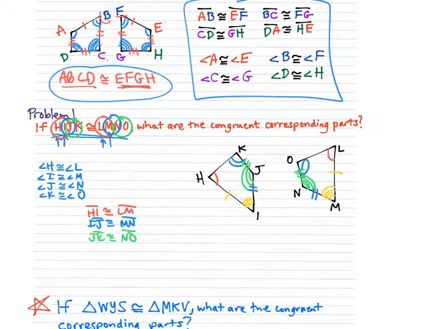And then the last one's a little bit harder. You just have to take the last letter and the first letter. So KH and OL. That's just the hardest one from these. Those are corresponding parts. Since there are 4 sides and 4 angles, there are 4 angle pairs and 4 sides that are congruent. So those are our congruent corresponding parts.